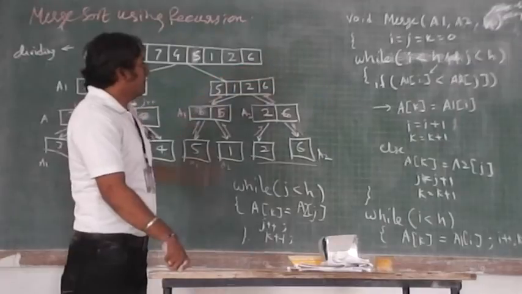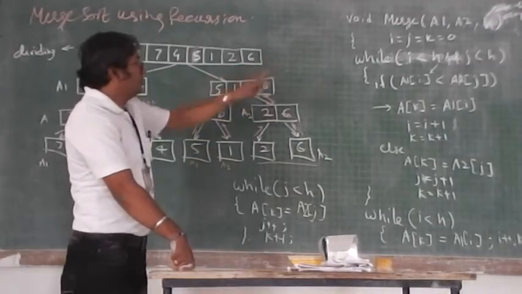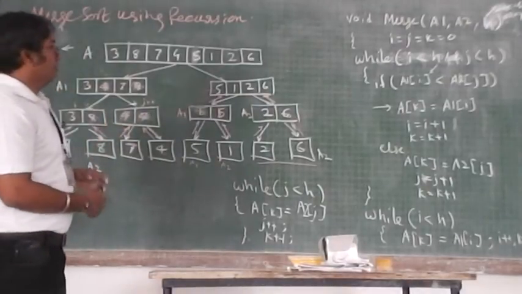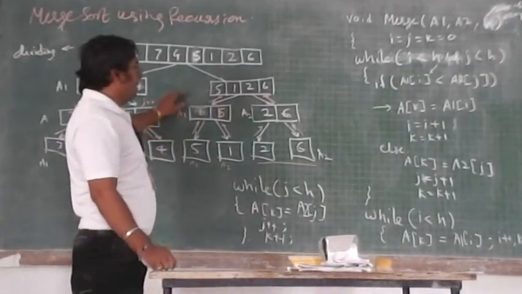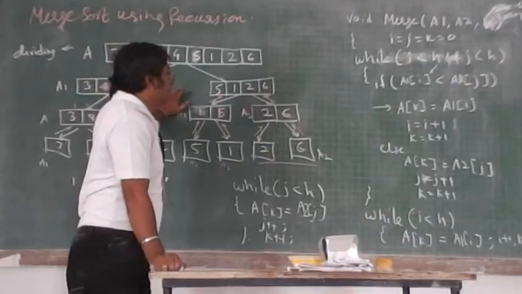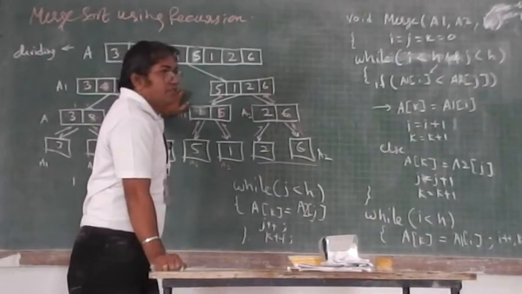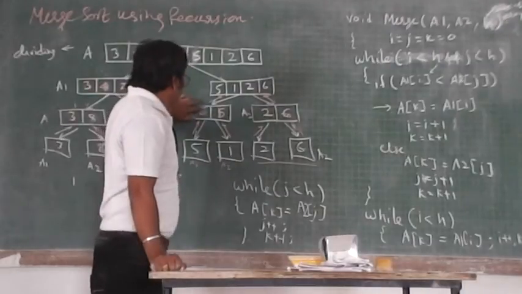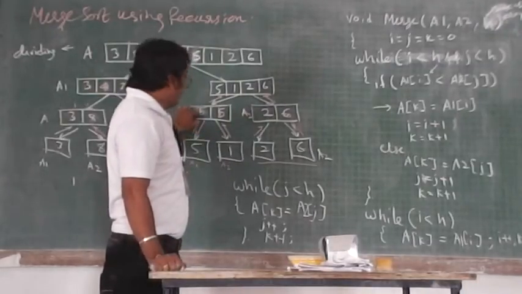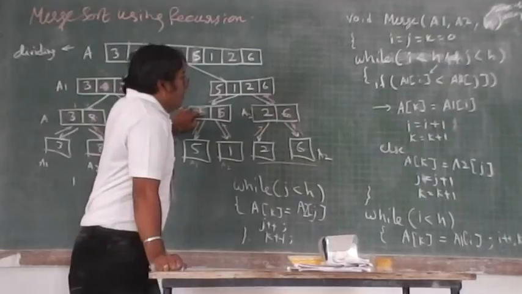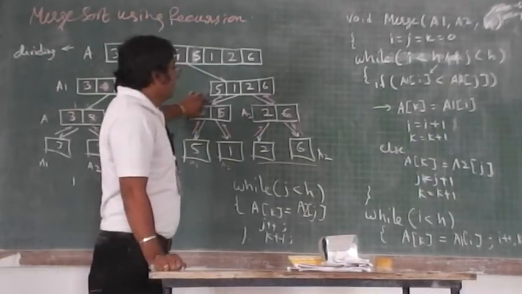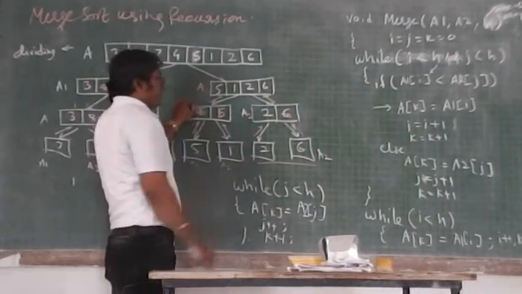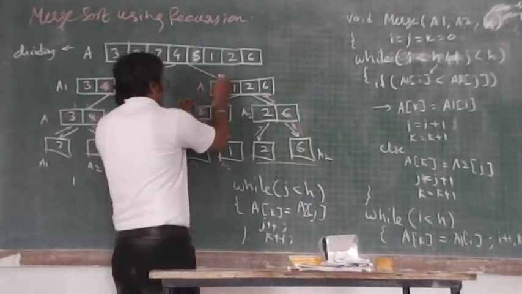I, j, k are initialized. While 0 is less than 2, while condition true, I am checking the condition A1[i] is less than A2[j]. Here i and j are 0. So A1[0] is less than A2[0]. 1 is less than 2. So what should I do? A1[0] should be moved to where? A[0]. This is A now. Parent is A. So 1 will move to here.